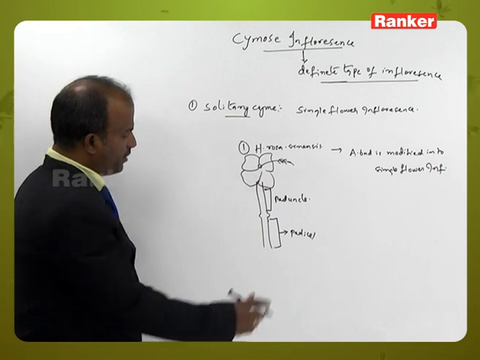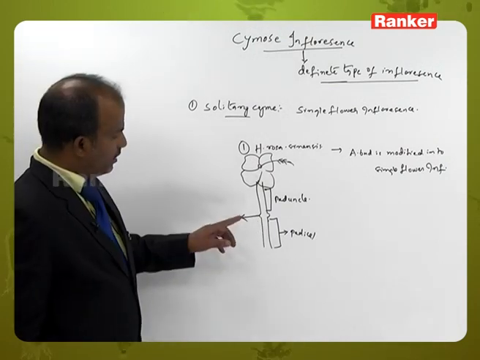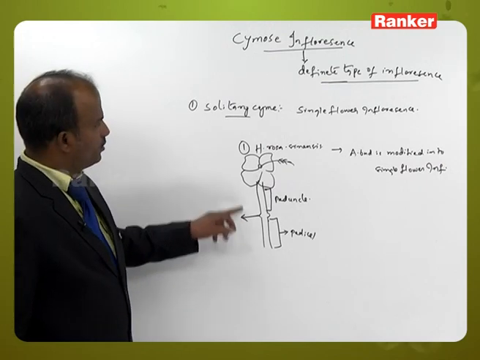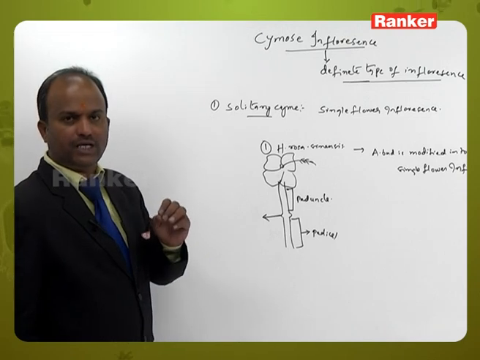It can be identified with an articulation between the two. This is nothing but the solitary cyme in Hibiscus rosa sinensis.